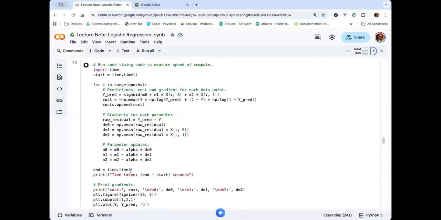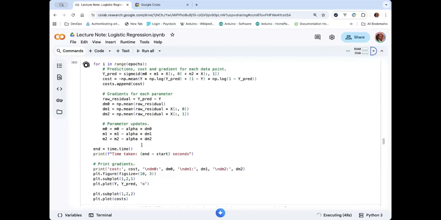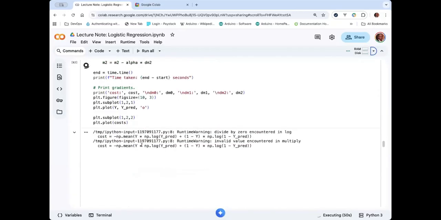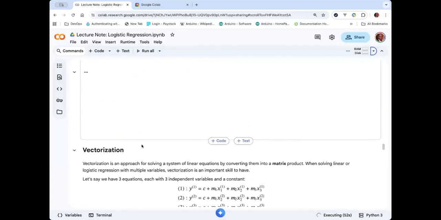By the way, this time will measure time in seconds. If you need more granular time, like more precise timing, you can use time dot get time in milliseconds or millisecond time, right? That'll give you time in milliseconds. So this is running. I'll just wait for it a bit.